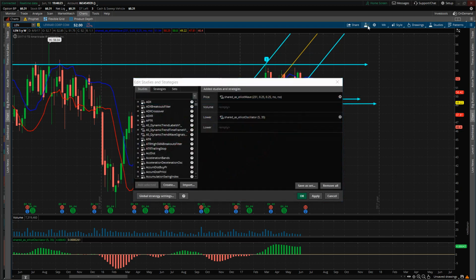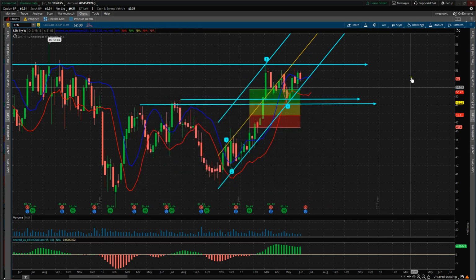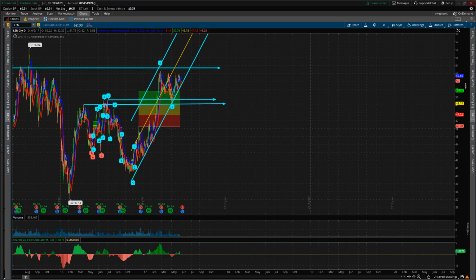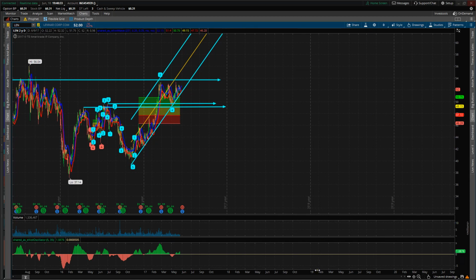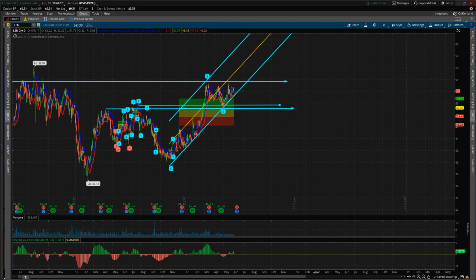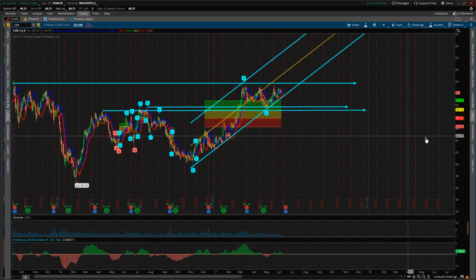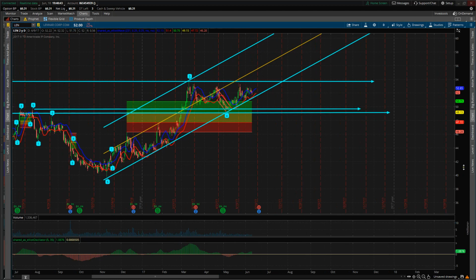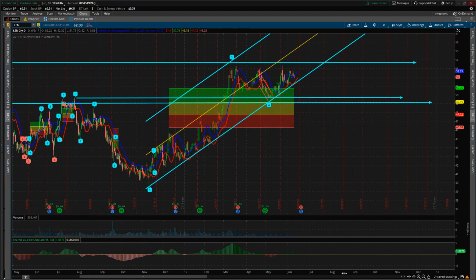So let's go, whoops, didn't want that. I want to go down now to the daily. This is the one I'm in this trade at the moment. Okay, so now we're on the daily time frame.